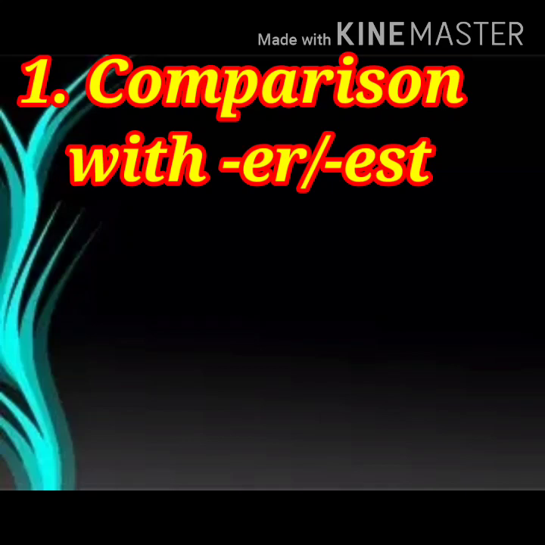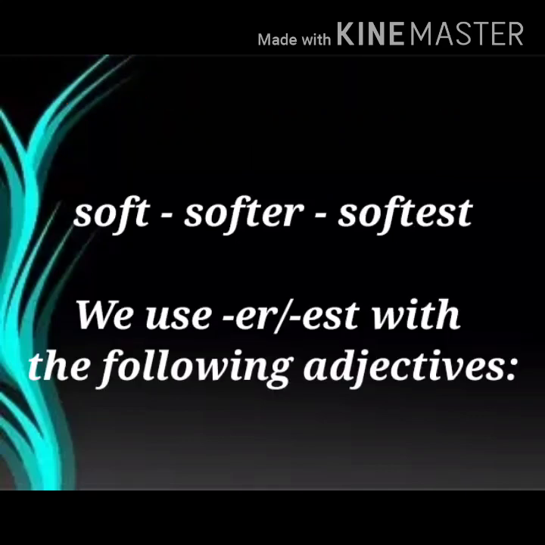Now let us learn the rules to form comparative and superlative degrees of comparison. First we have comparison with er or est. Soft, softer, softest. We use er, est with the following adjectives. Most adjectives of one syllable and some of more than one syllable form the comparative by adding er, and the superlative by adding est to the positive.